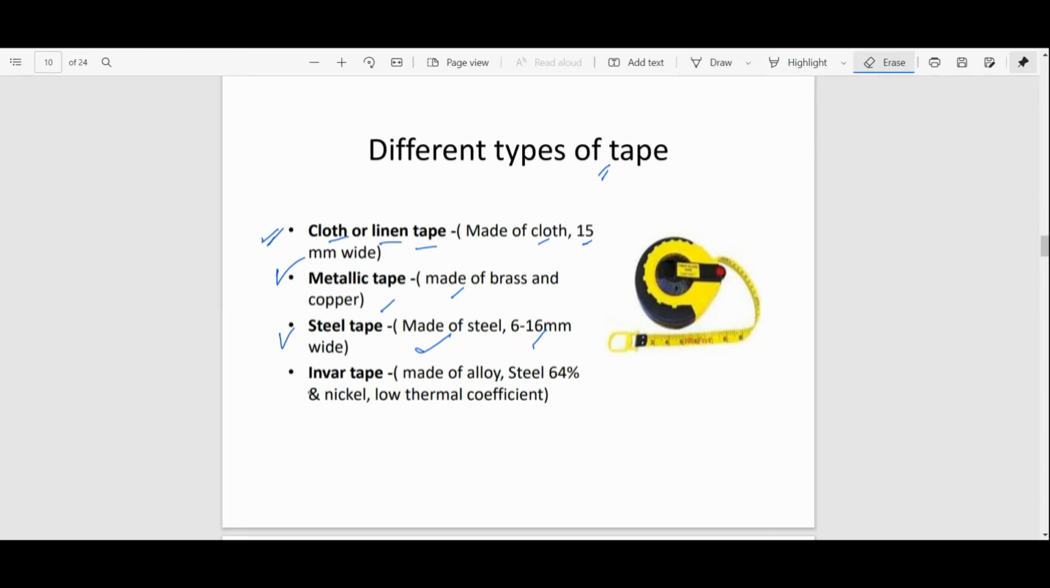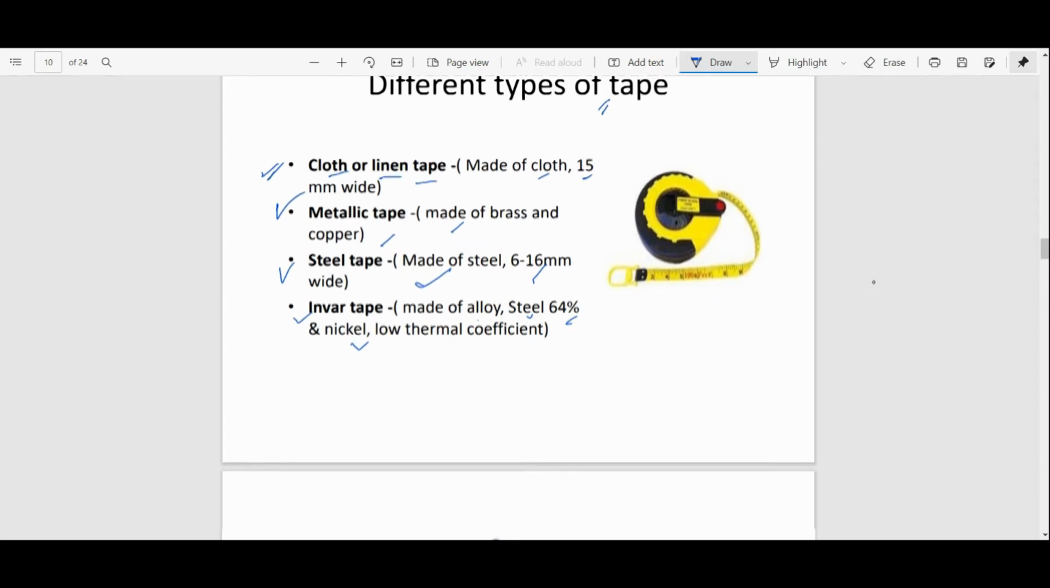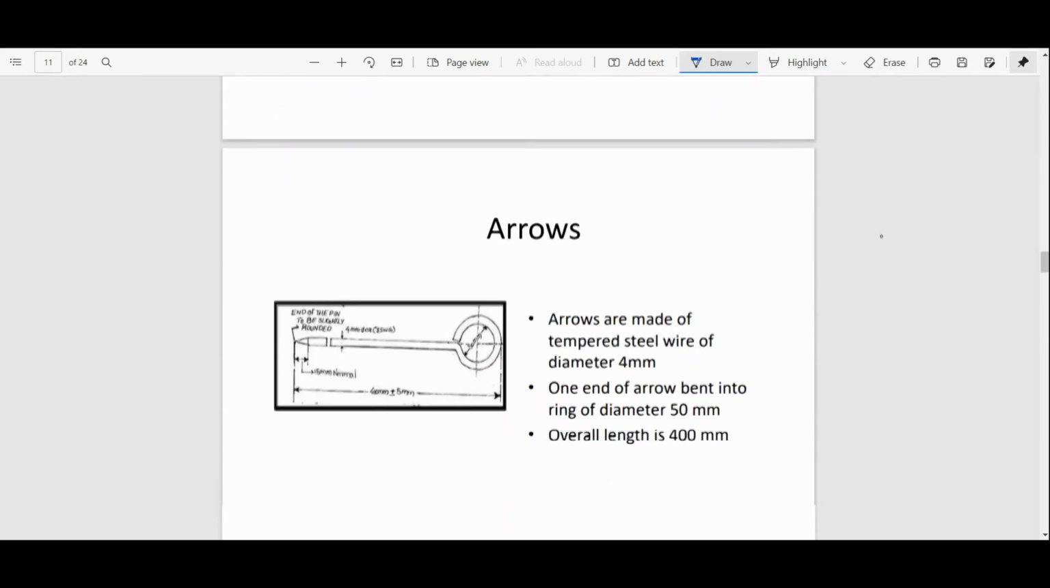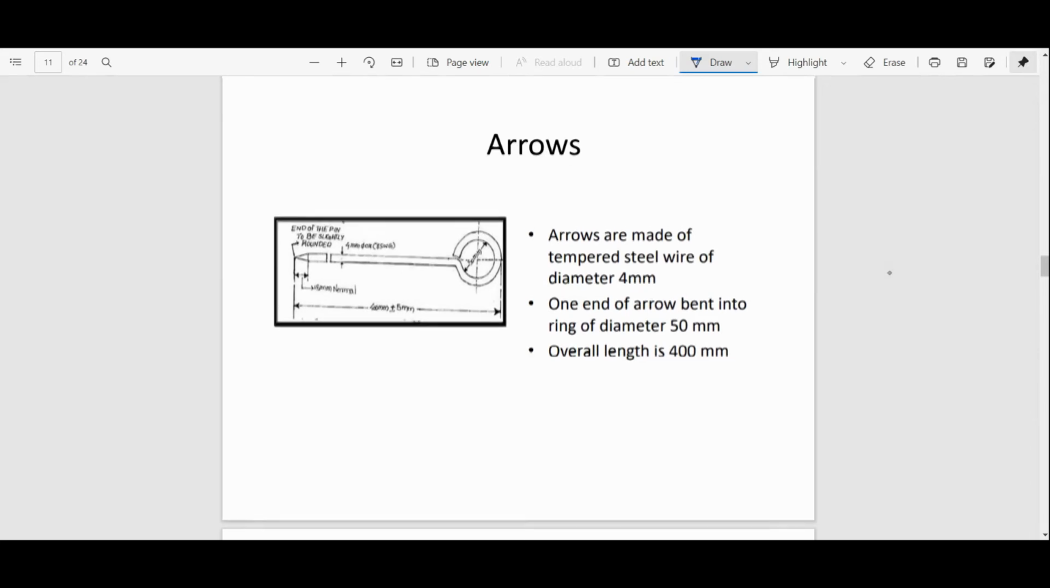So now the last one is invar tape. Invar tape is basically made of an alloy. An alloy is basically a mixing of two metals. So what is it? Steel and nickel. They are mixed in a proportion. So 64% of steel is there, and it has a very low thermal coefficient. So this is all about tape. At present we use tape only because it is more accurate as compared to chain.